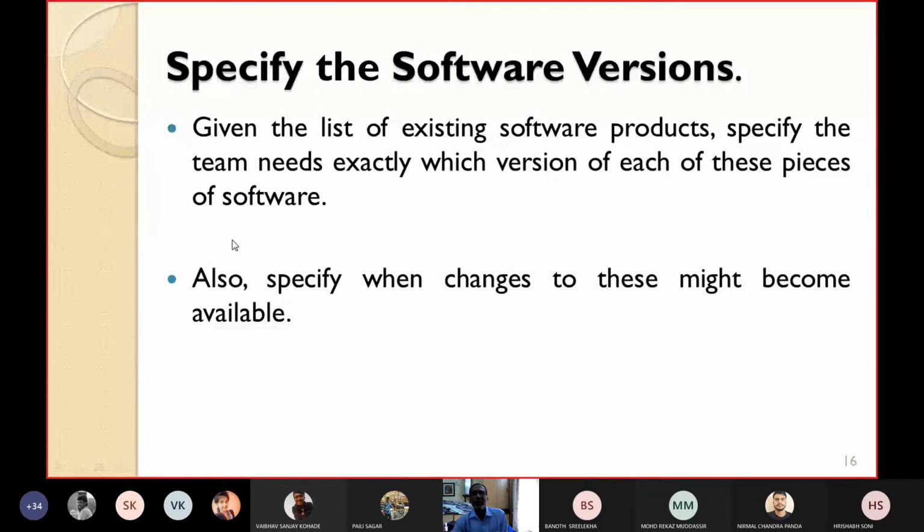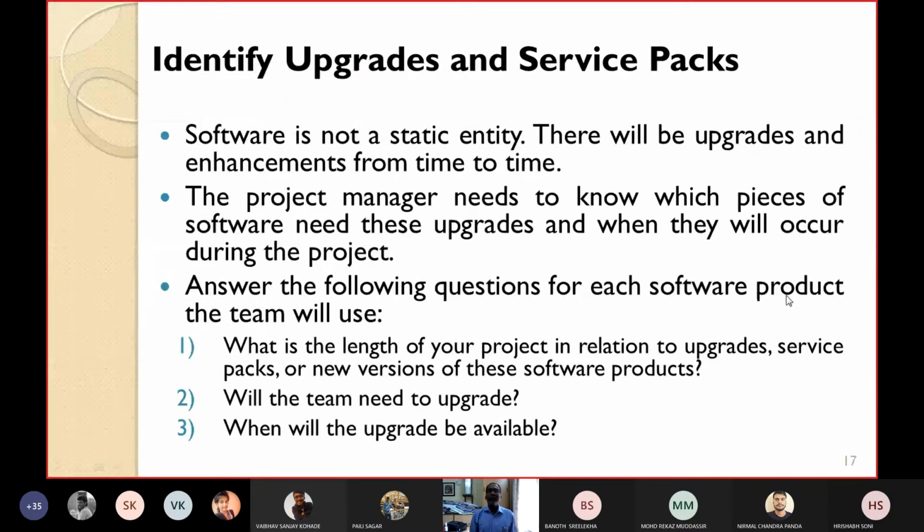Then specify the software versions. Given the list of the existing software products, you have to specify exactly which version of each of these pieces of software the team needs, because there are several versions. Last time, which version did you use: version 1, version 2.1, or version 3.2? Also, you have to specify when changes to these versions might become available. Then identify the upgrades and service packs.